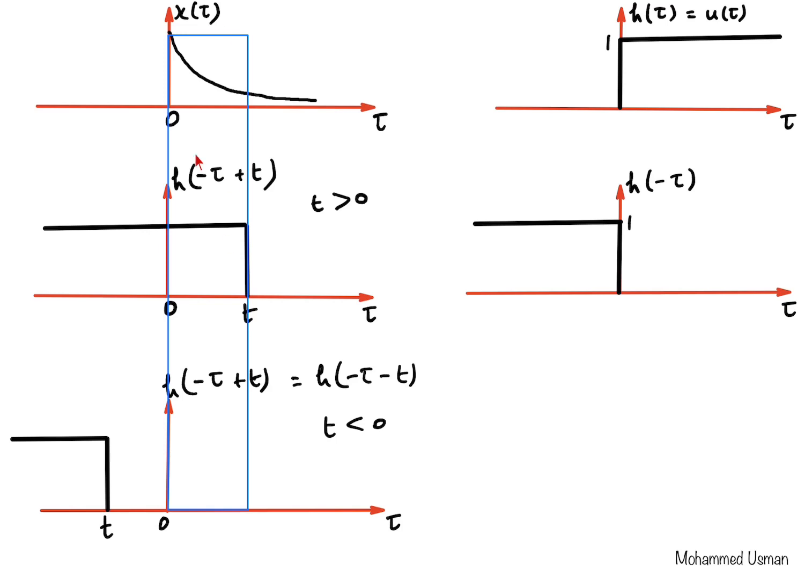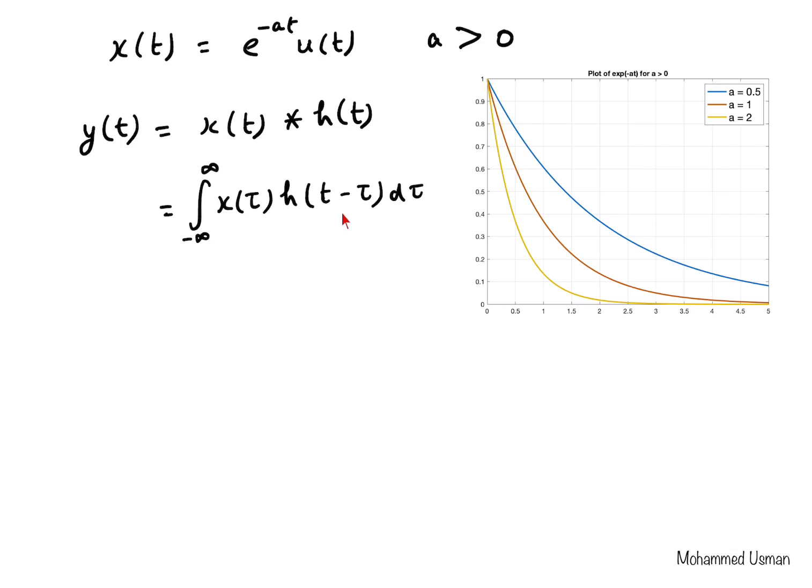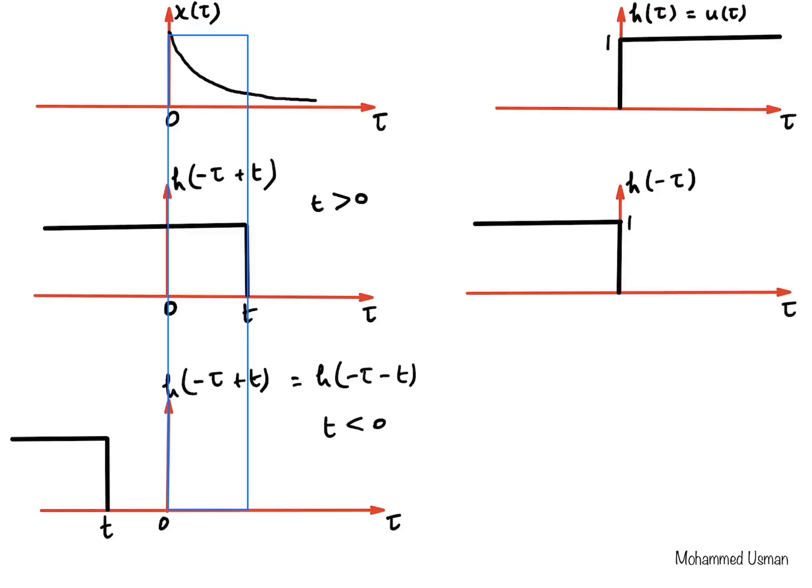So we see that this product x of tau into h of t minus tau, which is in our convolution integral, is non-zero only for the range of tau between 0 and t, only between 0 and t. So that's our t over here, this point of time. So only between 0 and t, this is non-zero.